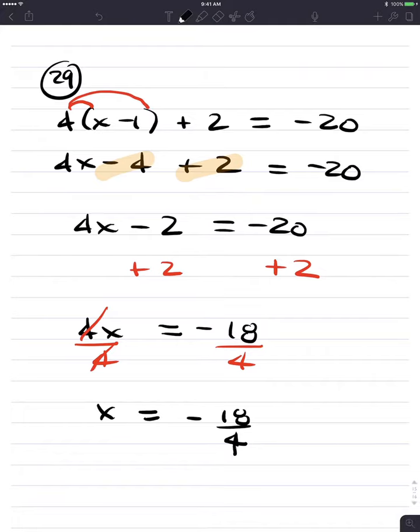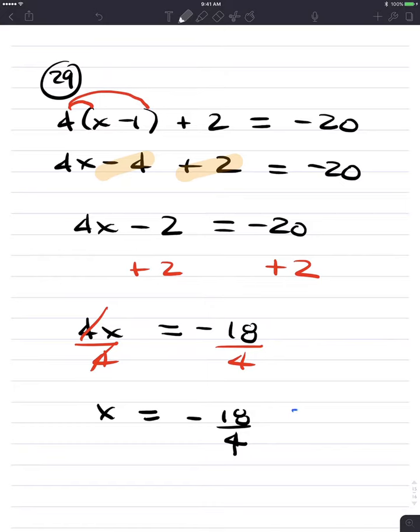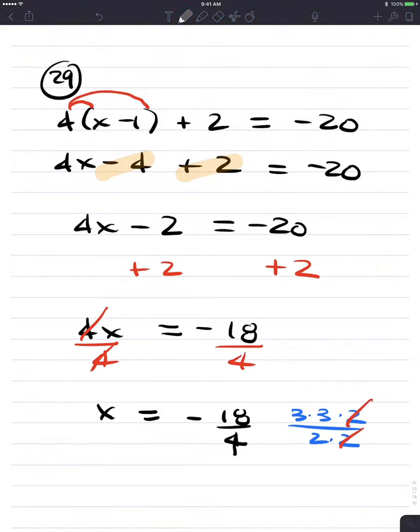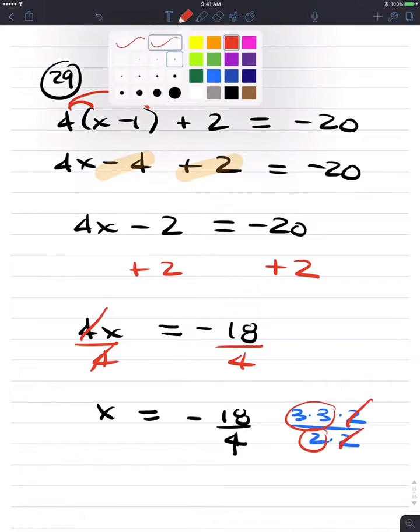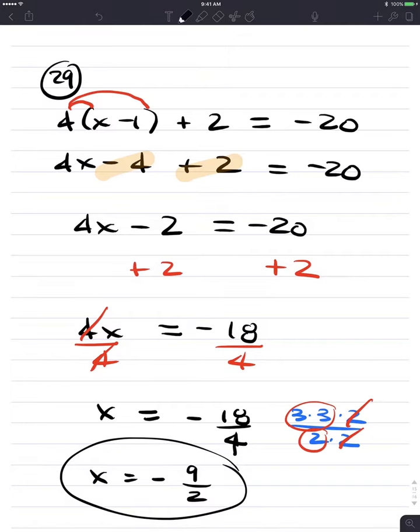Every fraction we give as an answer must be reduced. 18 is broken down as 3 times 3 times 2, 4 as 2 times 2. In terms of their prime factors, a 2 cancels, and we're left with 9 halves. This answer is simplified.